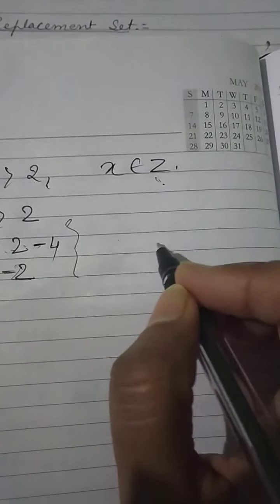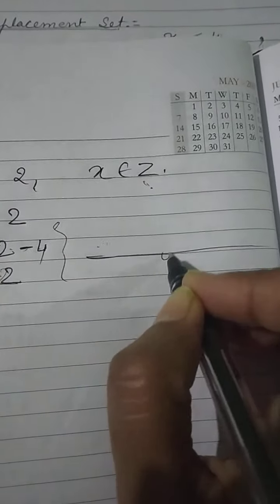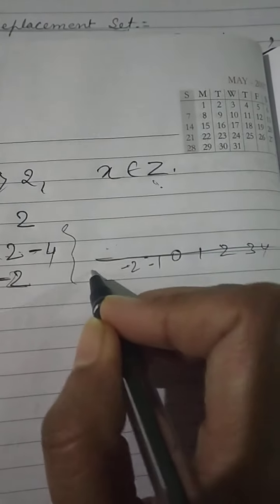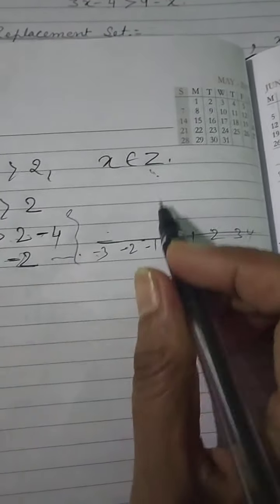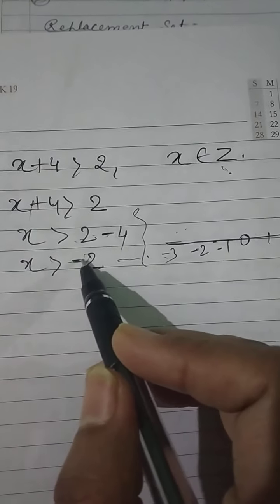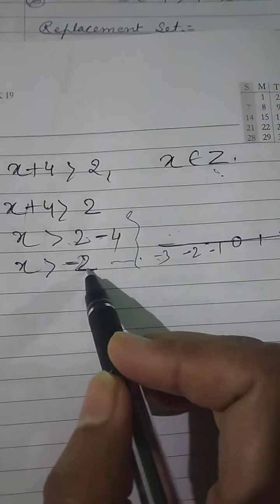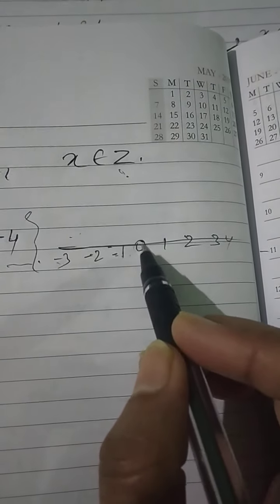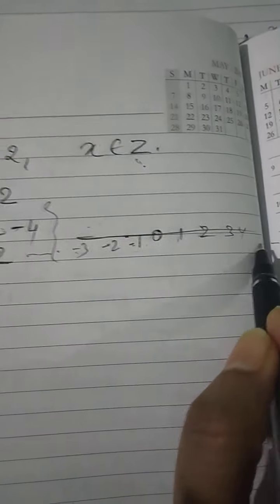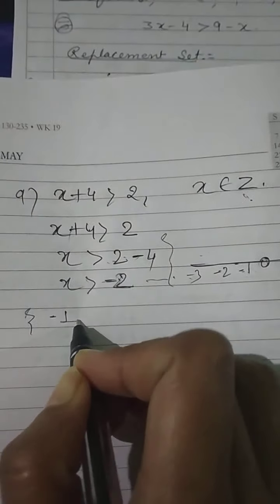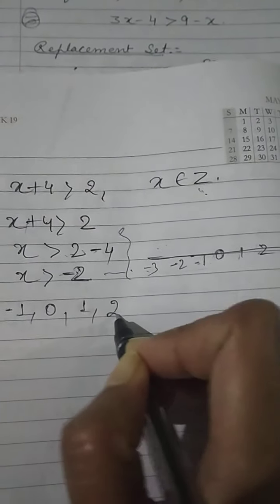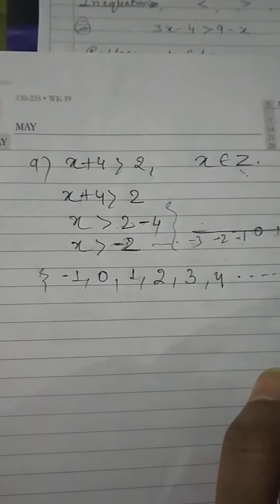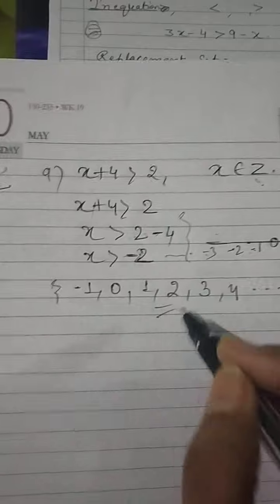You have to take all the values from the integers. Integers means what? Tell me first. Integers means 0, 1, 2, 3, 4, minus 1, minus 2, minus 3, all the numbers. So you have to take all the numbers whose value is greater than minus 2. Greater than minus 2 is minus 1, 0, 1, 2, 3. All these numbers are the solution set: minus 1, 0, 1, 2, 3, 4, and so on. It can go up to infinity. Okay? This is the answer.